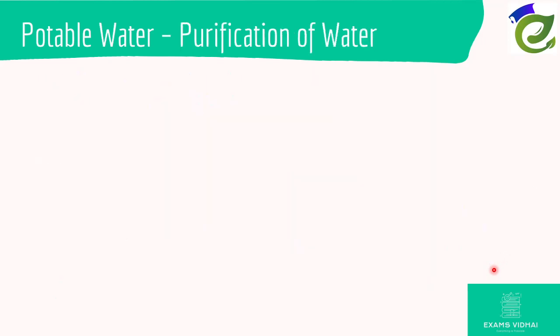The next slide for potable water is how you make potable water from non-potable water, through a process called purification of water. There are different methods of purification of water, and we will be looking at one of them.